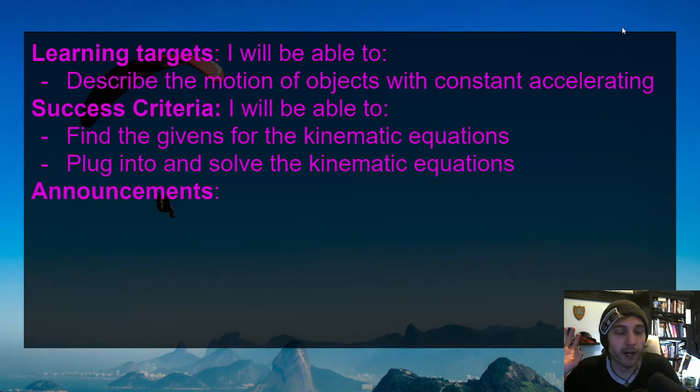All right. So, today in particular we're going to be making sure that you're good at describing how things move with constant acceleration and specifically modeling that with math. Big goal is going to be to find the givens for the kinematic equation in any of these. Once you've got your givens squared away, pick an equation, plug it into the equation, solve it out.